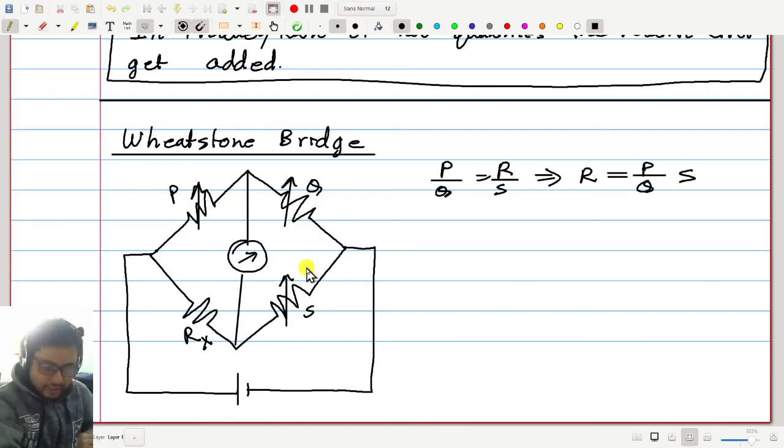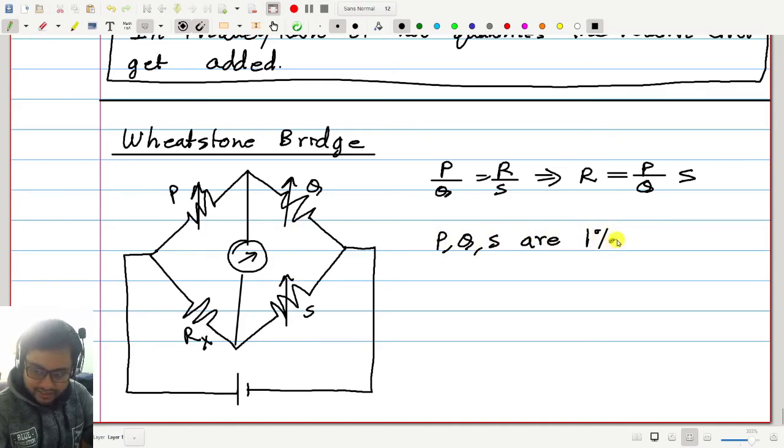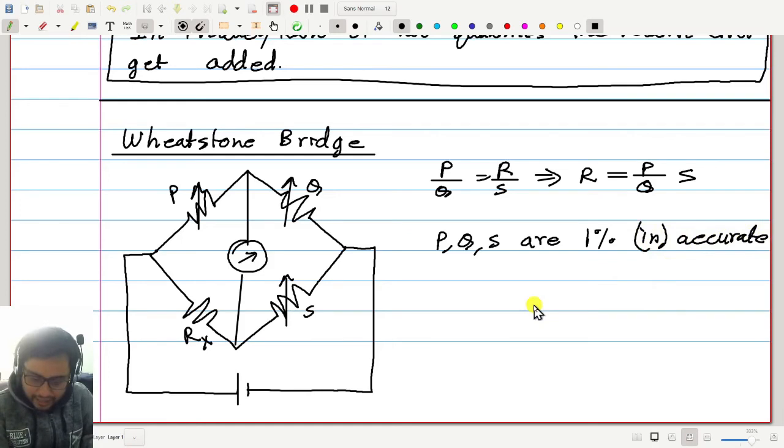The specification of these resistances will mention how inaccurate they are. Maybe say P, Q and S are all 1% accurate, I actually mean 1% inaccurate. Then the value of resistance that we will estimate by obtaining balance or null cannot also be 100% perfect. That is not possible. So how much error can that have?